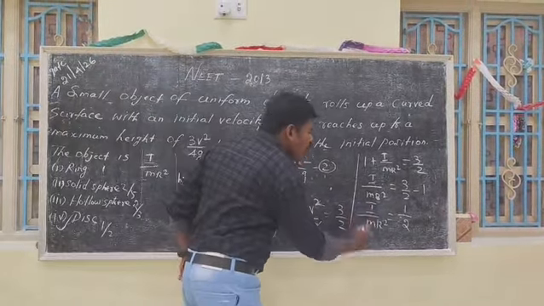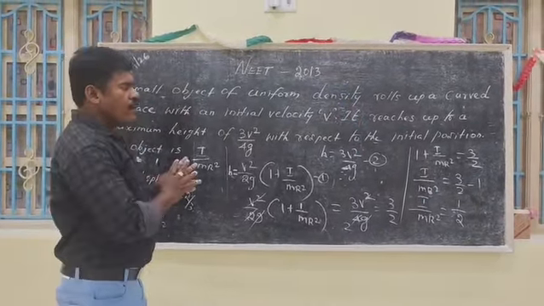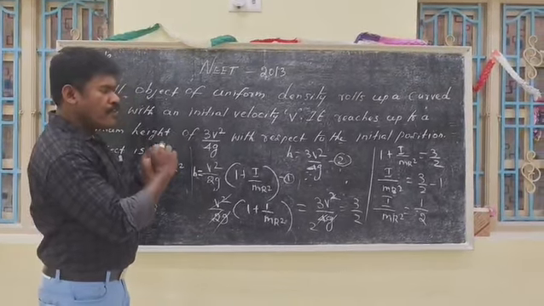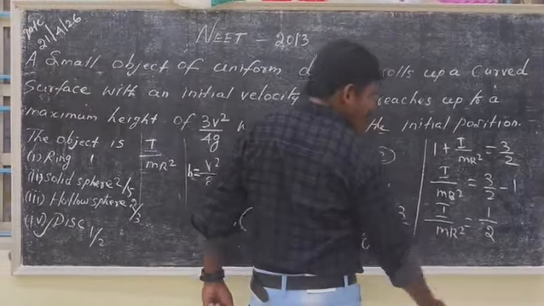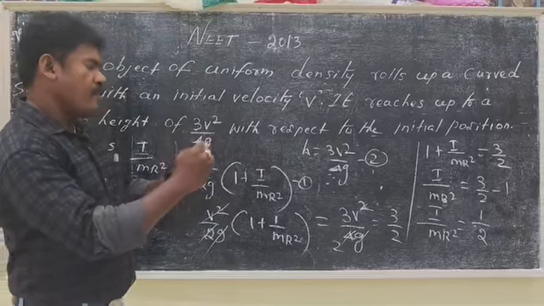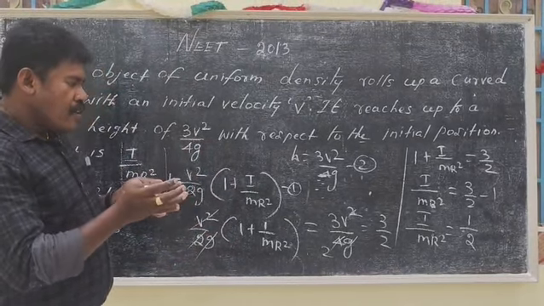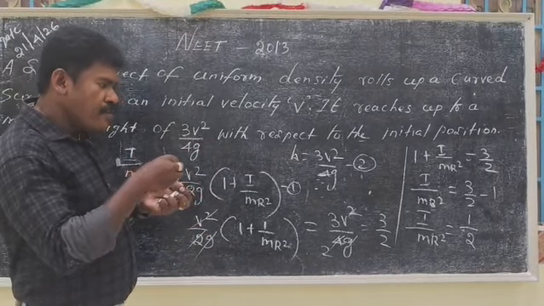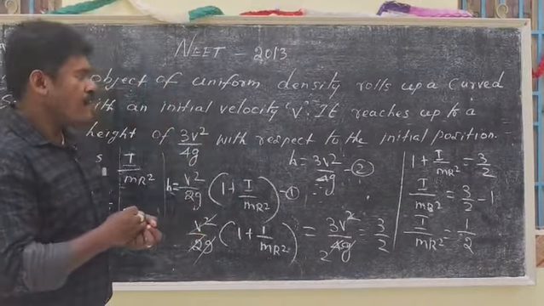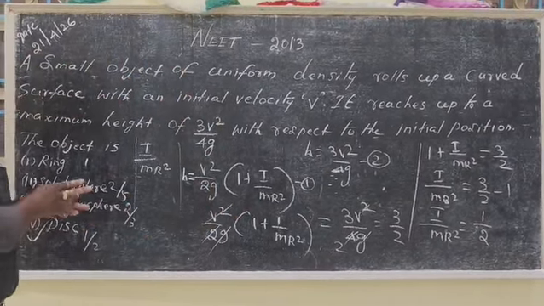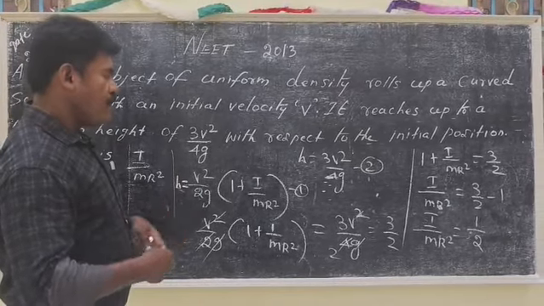Actually, what is I by m r squared? It means how far the mass is away from the center. If the edge has more mass, it has more inertia. If the object has more mass in the center, it has less inertia. That's the answer. I hope you understand that. Keep on practicing. This is a little bit tricky question. Once you practice, you will get the answer easily.